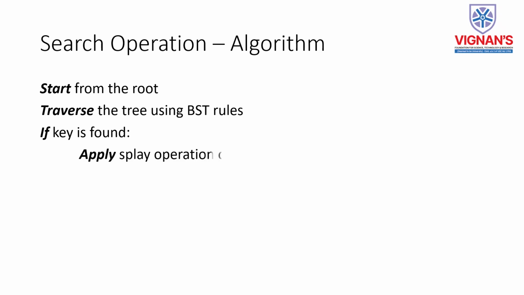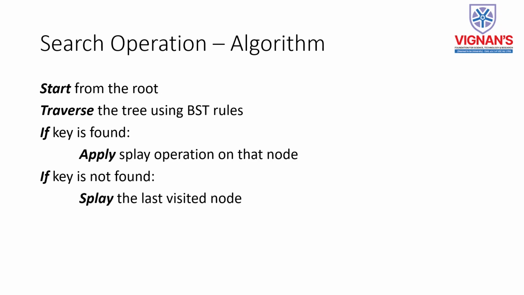Apply splay operation on that node. After finding the key, the splay operation is applied to move that node to the root using rotations. If key is not found, the search ends at the last visited node if the search key does not exist in the tree. Splay the last visited node. The last accessed node during the search is splayed to the root to improve future access paths. Return search result.